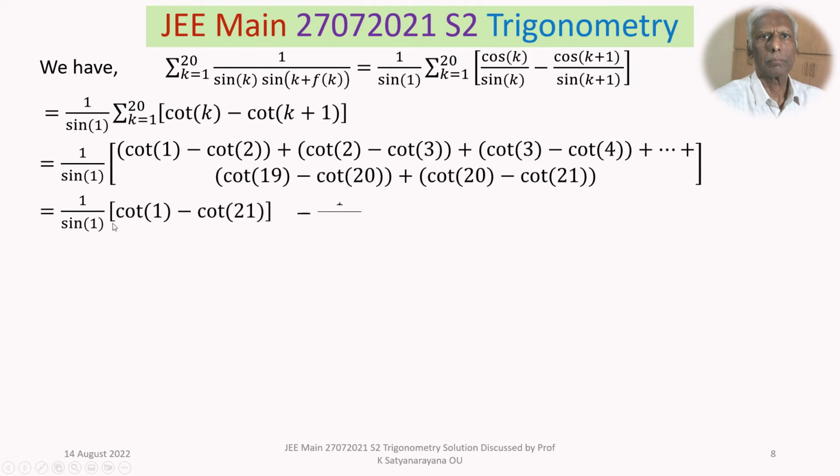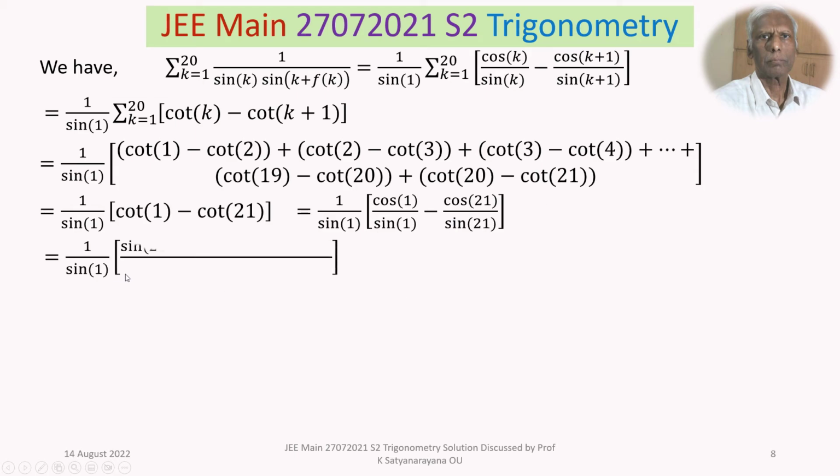So 1 by sin 1 into cot 1 minus cot 21. And look at your options. They are in terms of cosecant 1 square, something like that. So 1 by sin 1 into cot 1 is cos 1 by sin 1 minus cos 21 by sin 21. Take the LCM. That will be 1 by sin 1 into cos 1 into sin 21 minus cos 21 into sin 1, all over sin 1 into sin 21. And the numerator is sin 21 into cos 1 minus cos 21 into sin 1.